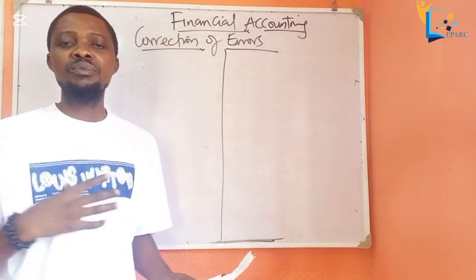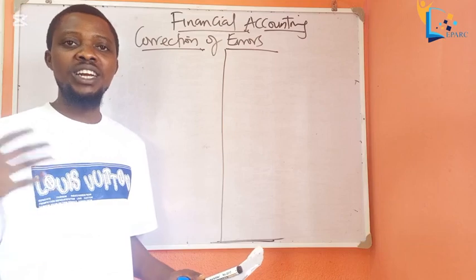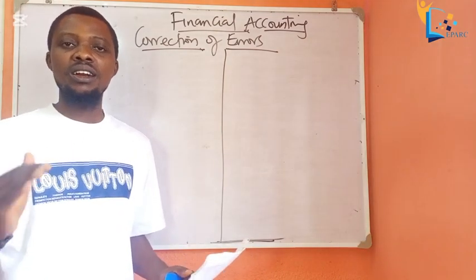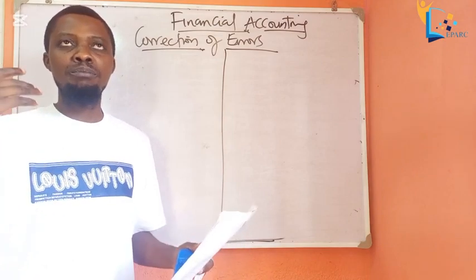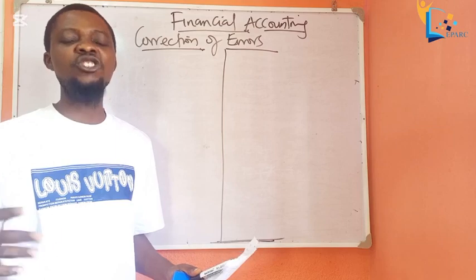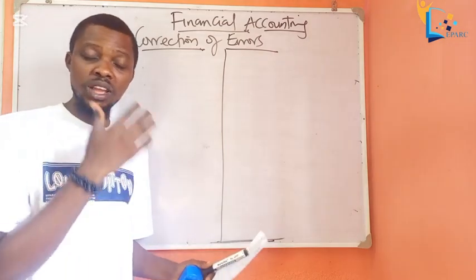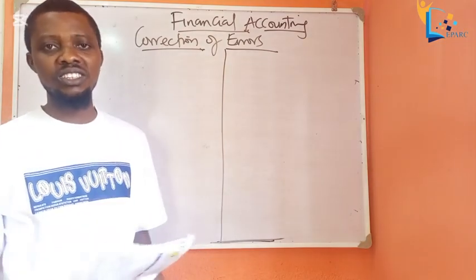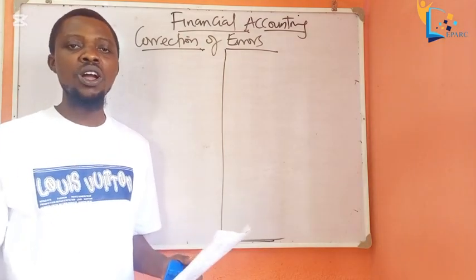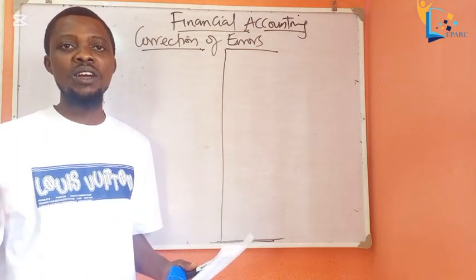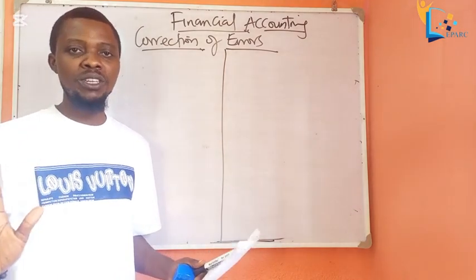Then number 3, identify which account is to be credited and which one is to be debited. Definitely, correction of errors, in fact posting and entries in general, it's all about the double entry principle, where a debit entry must have a corresponding credit entry. So one must be debited, one must be credited. So you identify which one must be credited and which one must be debited.